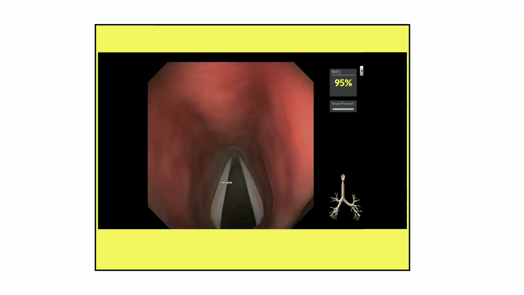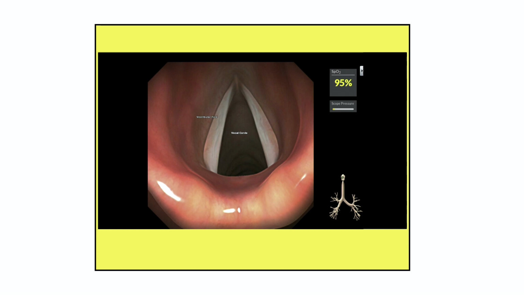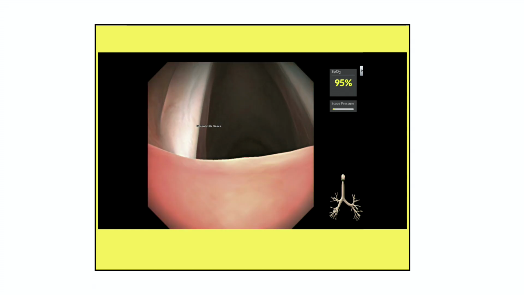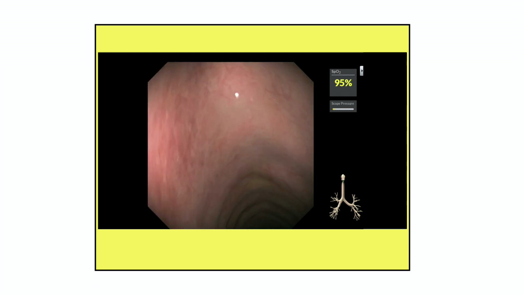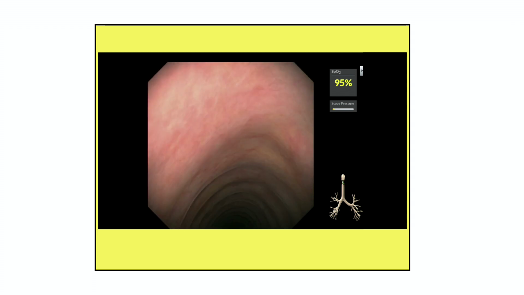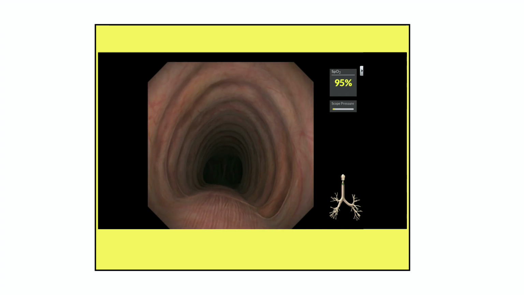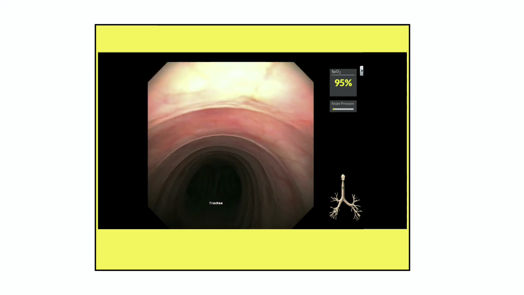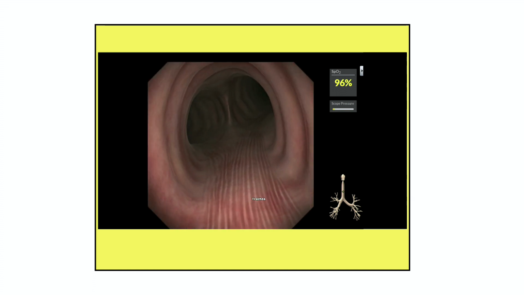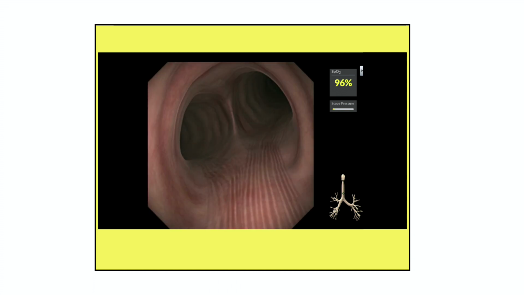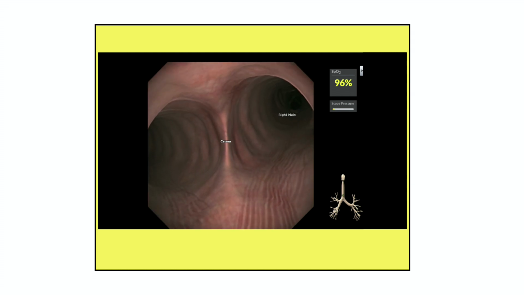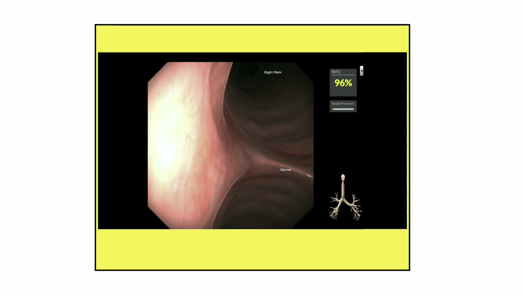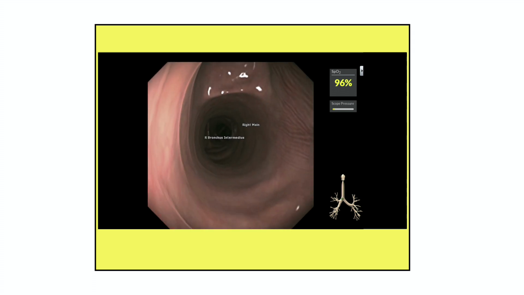So the first structure that we will see is the larynx. This is the vocal cord. Going through the vocal cord, we will enter the trachea. At the posterior part, you will appreciate the trachealis muscle. Following the trachealis muscle, we go to the carina. At the carina, rotate my endoscope 90° clockwise to enter the right main bronchus.